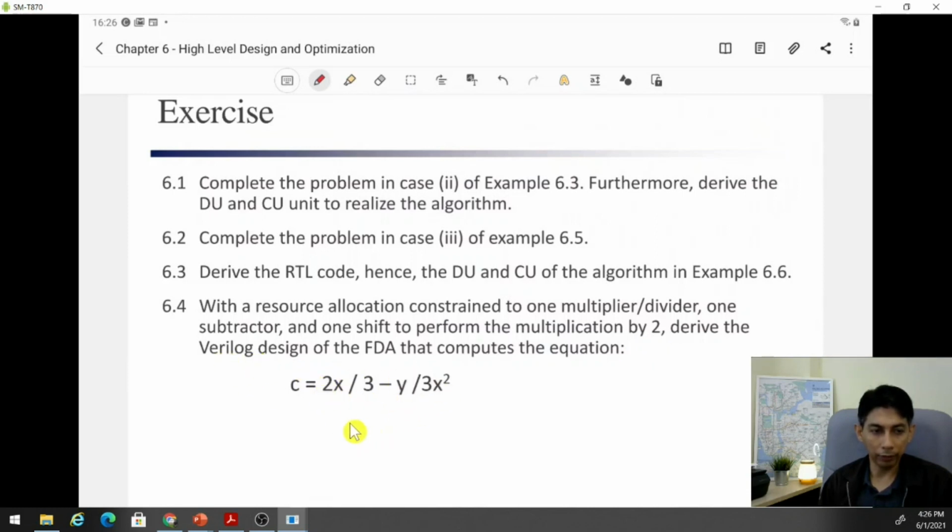So to derive the Verilog design for this, of course, you need to have your DFG, have your schedule and allocation, and then your RTL code, and from that you need to derive your DU and also CU, and from that only then can you derive the Verilog program for this. Okay, so that's all for this chapter.